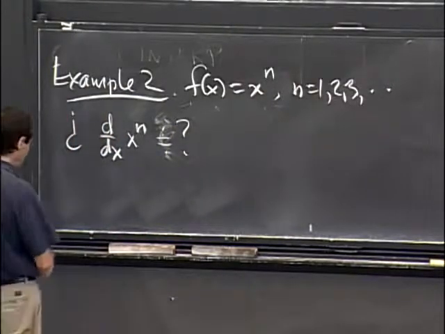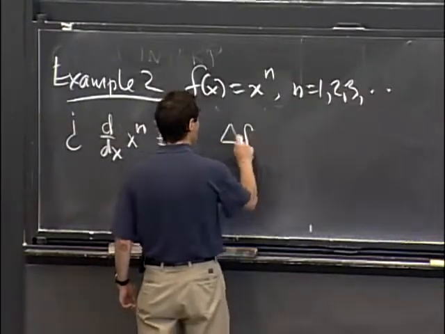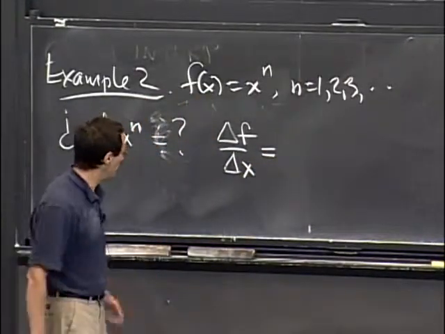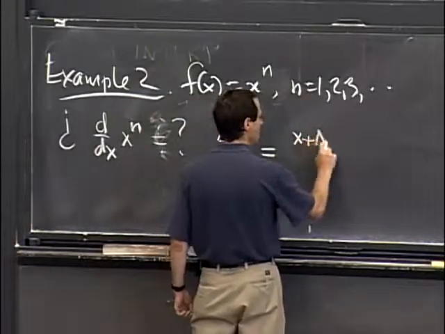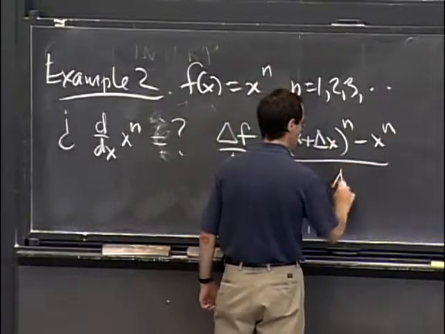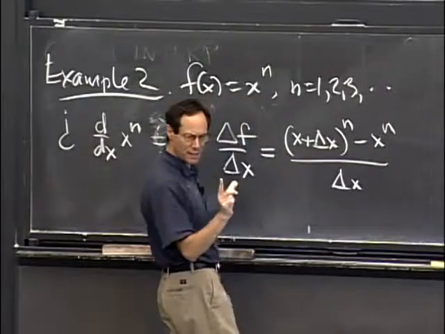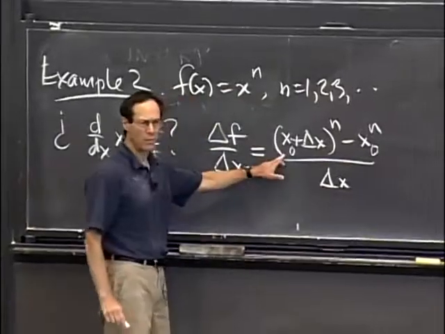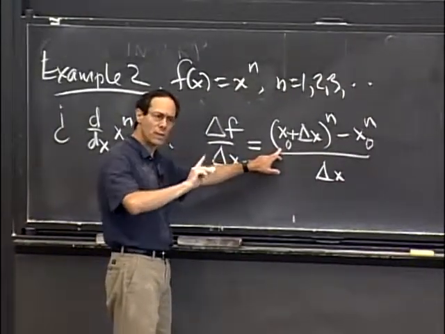So again, we're going to form this expression, delta f over delta x, and we're going to make some algebraic simplification. So what we plug in for delta f is (x plus delta x) to the n minus x to the n, divided by delta x. Now, before, well, let me just stick this in and I'm going to erase it. Before, I wrote x0 here and x0 there. But now, I'm going to get rid of it. Because in this particular calculation, it's a nuisance.